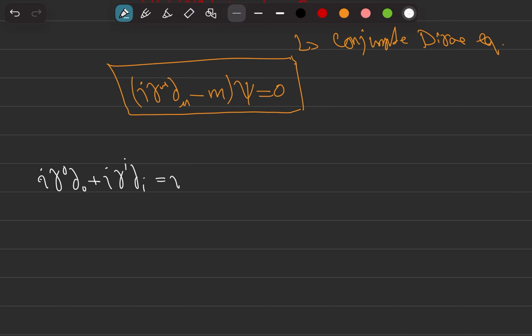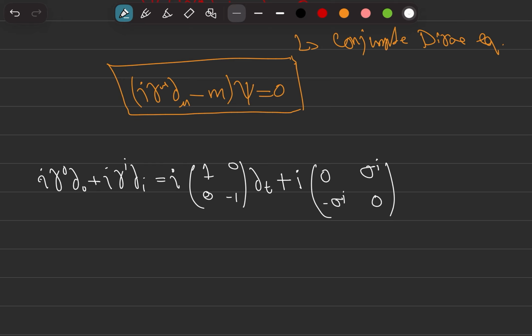But this we know that γ^0 is basically the matrix which we introduced in the first video, and ∂_0, of course, we know to be the time derivative, plus i γ^i, and this again we know to be the rest of the gamma matrices. And then this is just the spatial derivatives. Is that how you pronounce it?